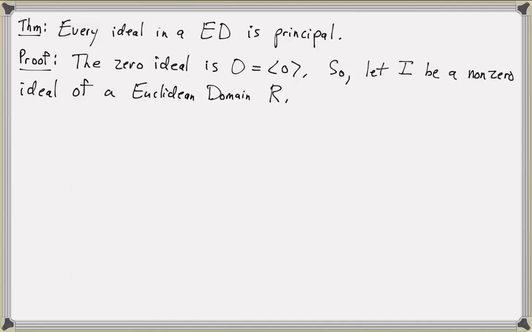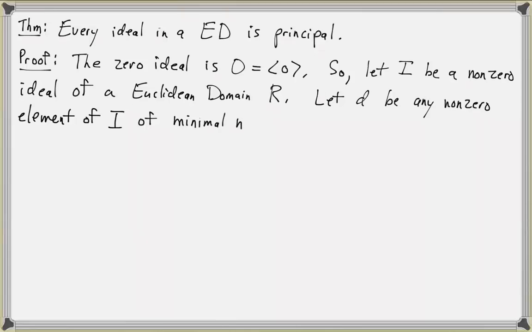And since I is non-zero, there's a non-zero element in I. So let's let D be any non-zero element of I of minimal norm. So we look at all the elements of I and take any element of I that has the smallest norm possible. So since the norms are all integers, by the well-ordering principle of the integers, we know that this D exists.